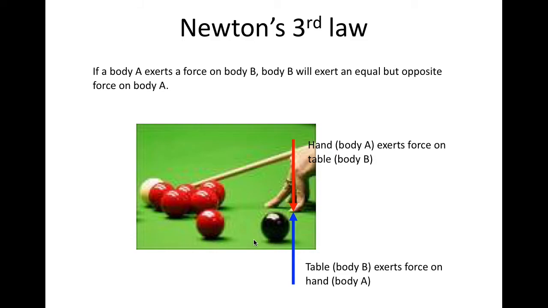Here's another example of the hand, which is called body A, exerting force on the table. Body B, the table, is going to exert its force back on the hand with the same magnitude as that of the hand onto the table.